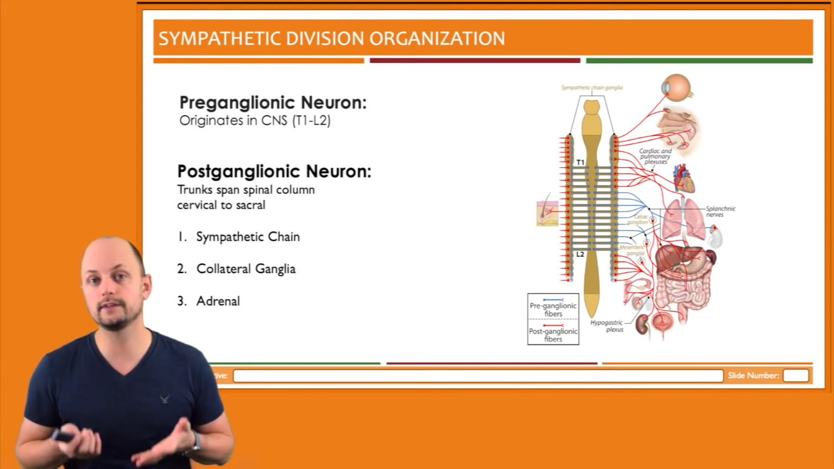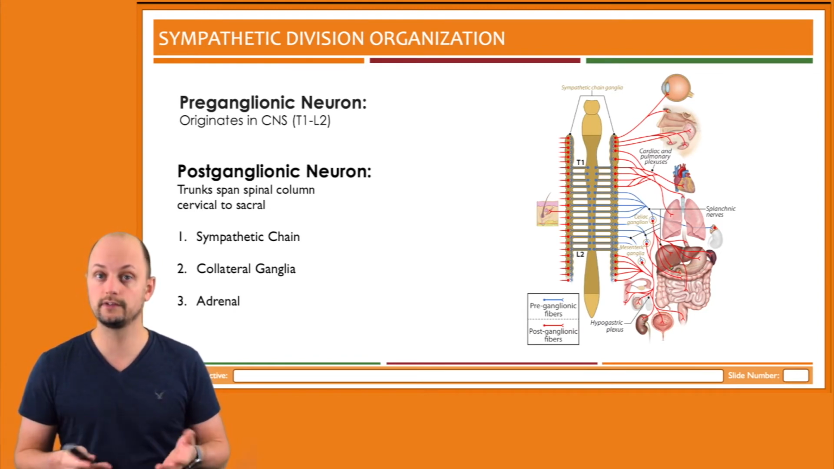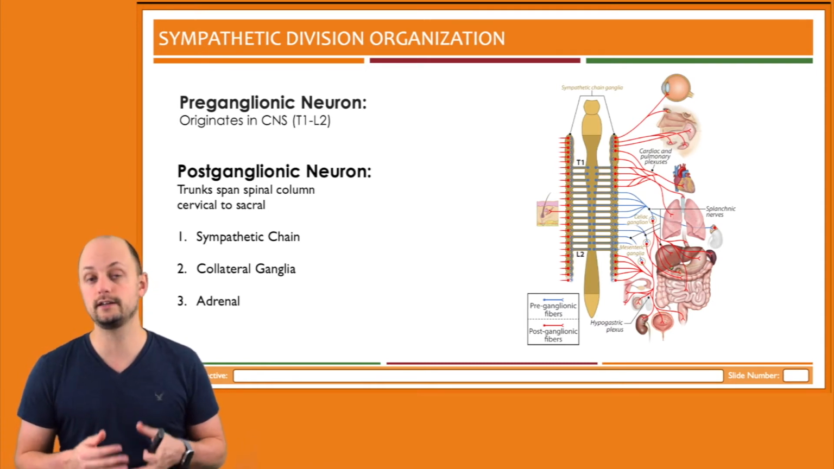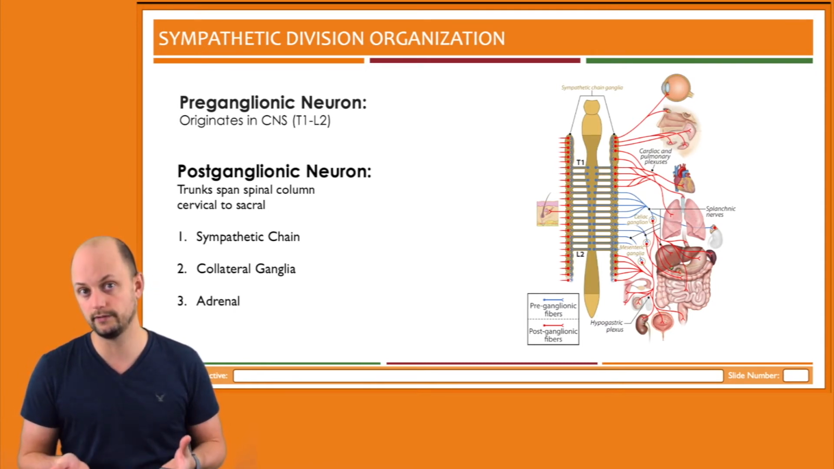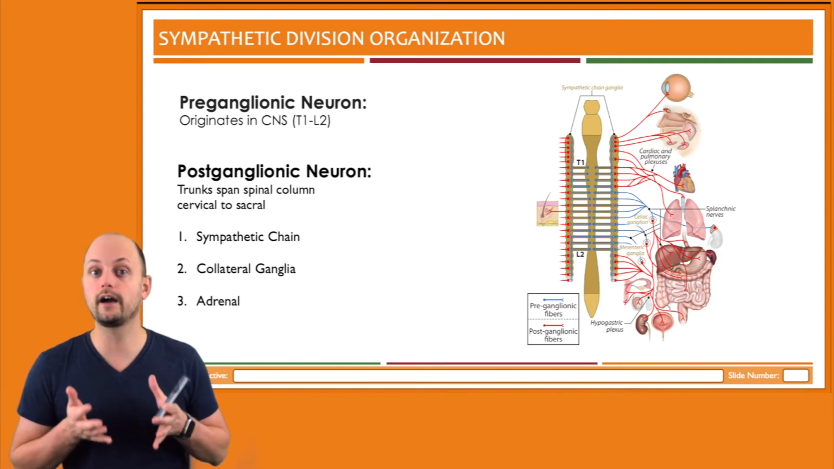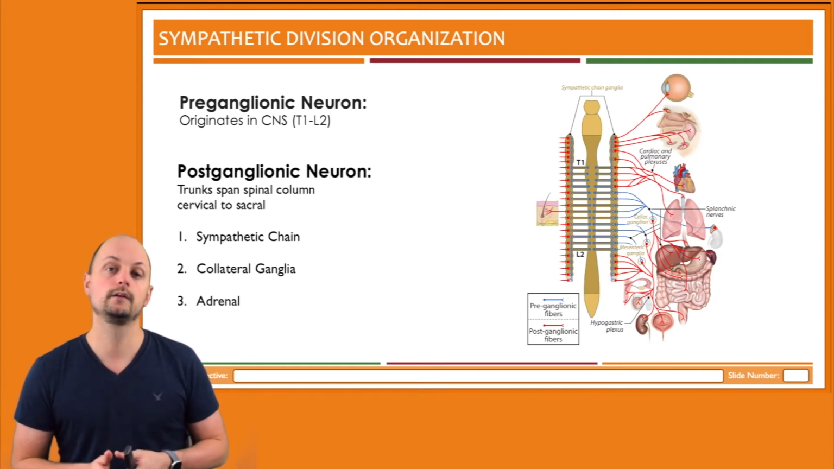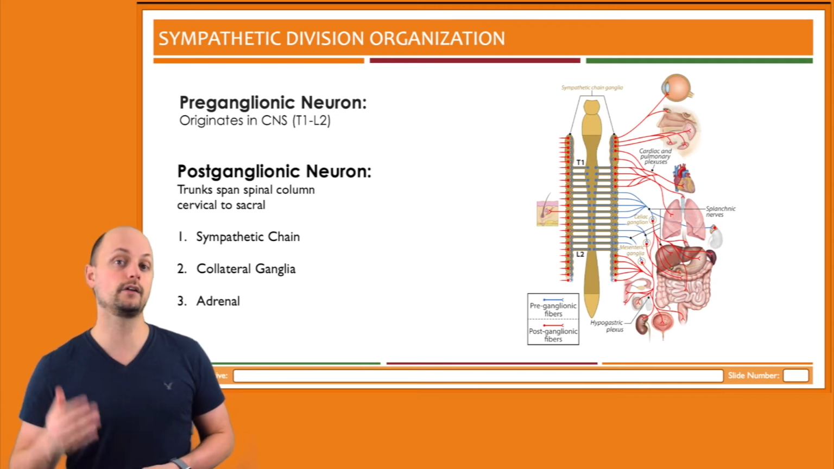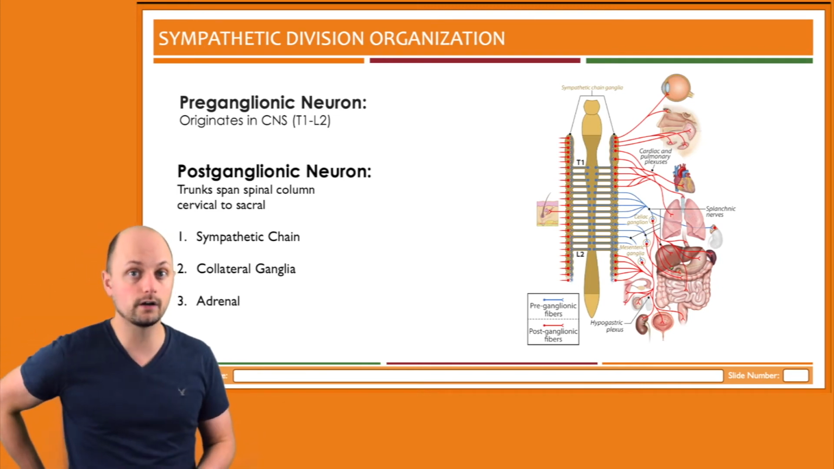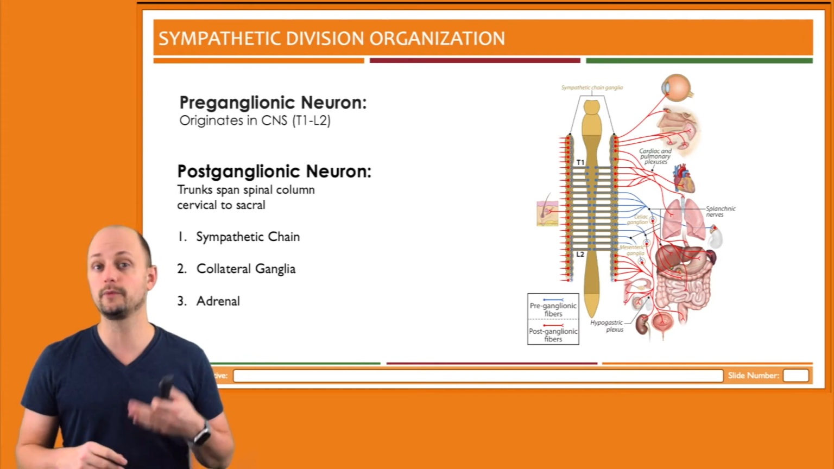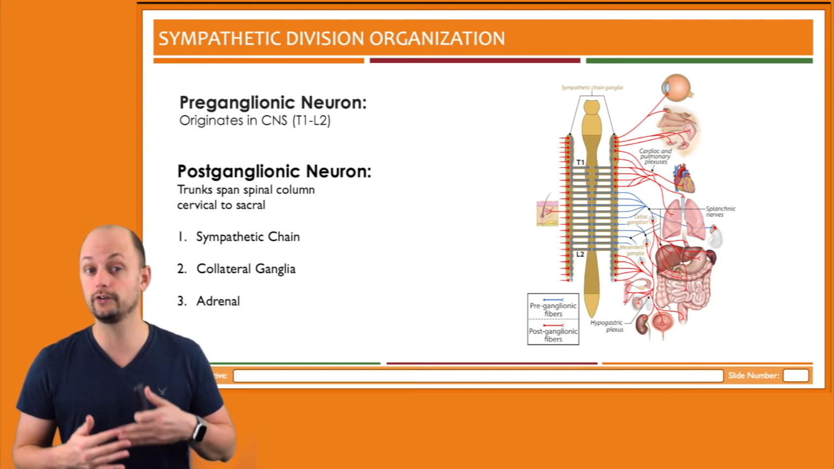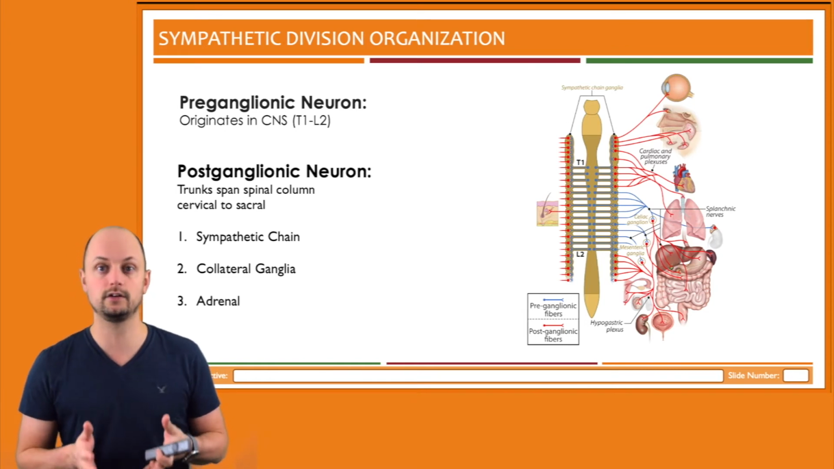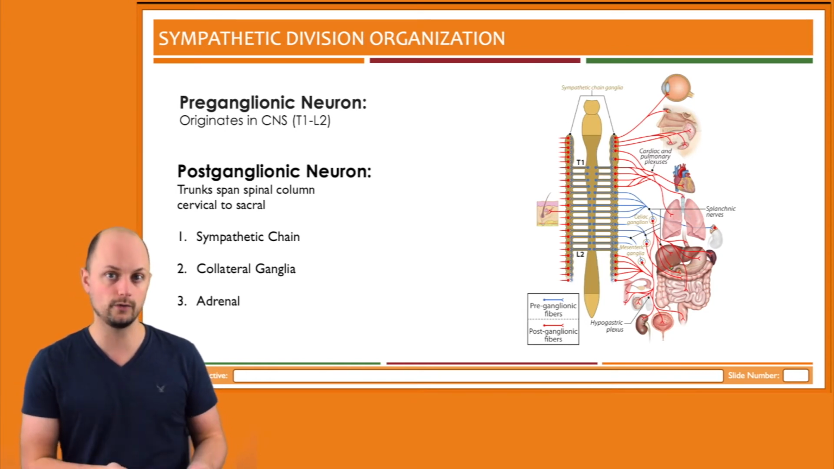So I'm going to talk about the sympathetic division first. All the sympathetic preganglionic neurons originate entirely within the central nervous system. In fact, they originate entirely within the spinal cord. Preganglionic sympathetic neurons can originate between your thoracic and your lumbar spinal cord section. So basically from your neck all the way down to somewhere close to your tailbone, you could expect to find preganglionic sympathetic neurons coming out of your spinal cord.